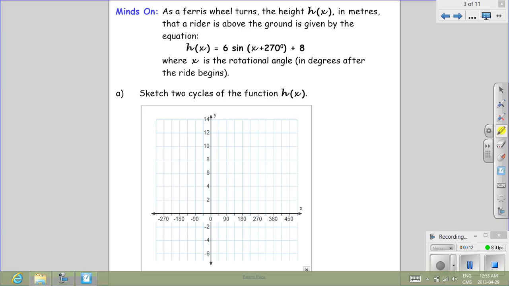As the Ferris wheel turns, the height, h(x) in meters, that a rider is above the ground is given by the equation h(x) = 6 sin(x + 270 degrees) + 8, where x is the rotational angle in degrees after the ride begins.